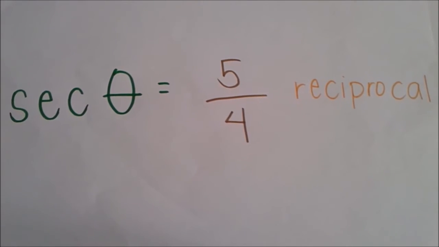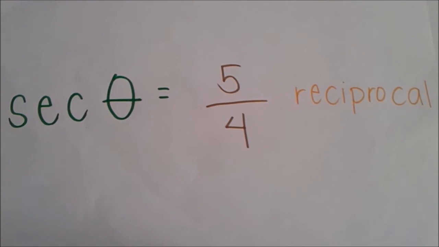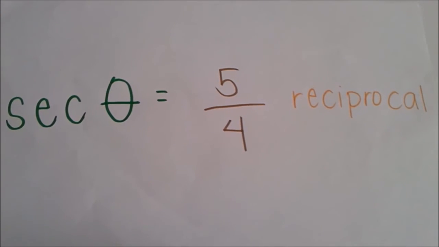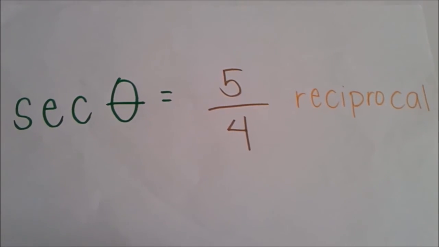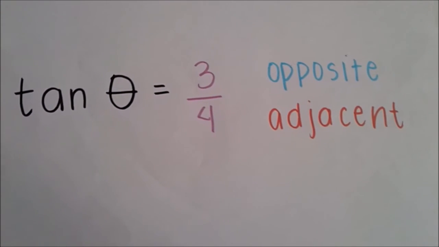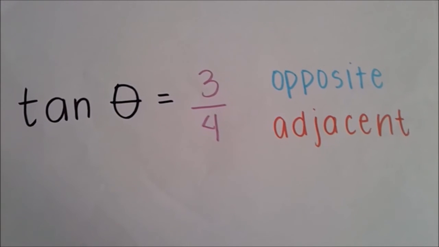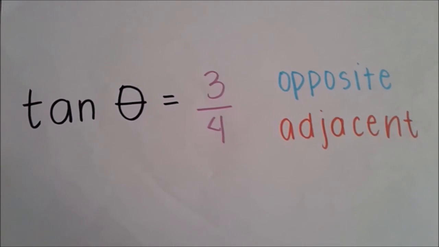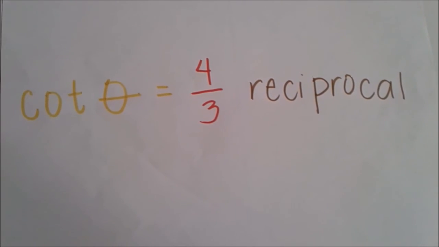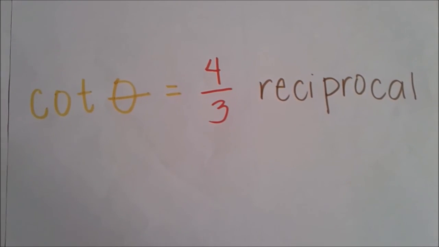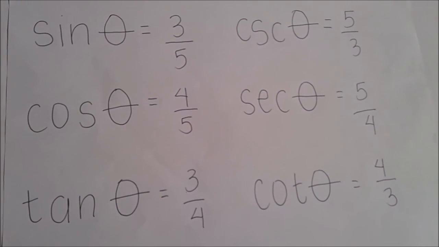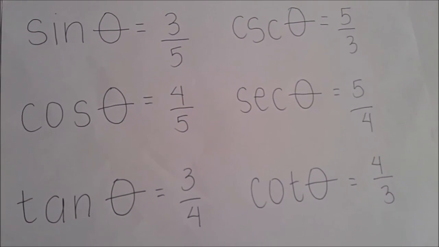Then, secant theta. It is the reciprocal of the cosine theta, so you'll just reciprocate the value of the function. Next is the tan theta. Opposite divided by adjacent is the cotangent theta, which is the reciprocal of tangent theta. These are the 6 trigonometric functions that we got from our example.